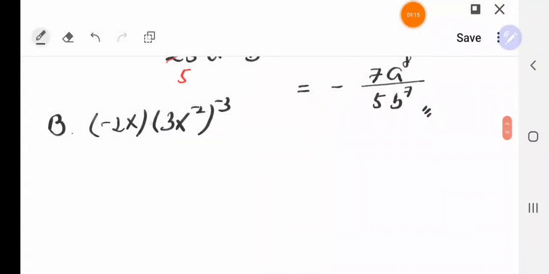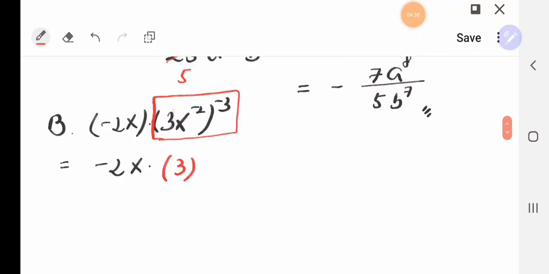Okay, letter B. The first one is negative 2x, so leave it as it is. And then we will simplify the second exponential form. This means there are two terms in the base, 3 and x to the negative 2nd power. So let's separate each factor in the denominator. So negative 3 raised to the 3rd power, and then x to the negative 2nd power is raised to the negative 3rd power. In this case, we use this formula.